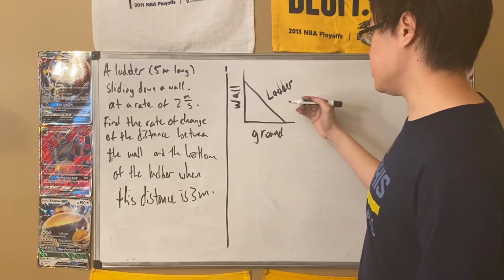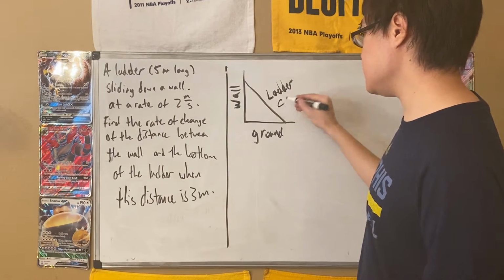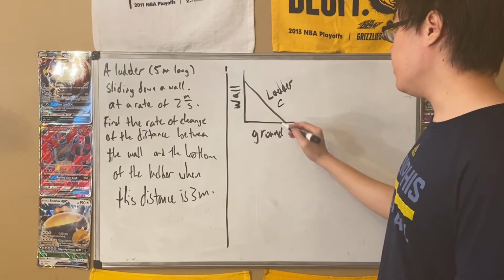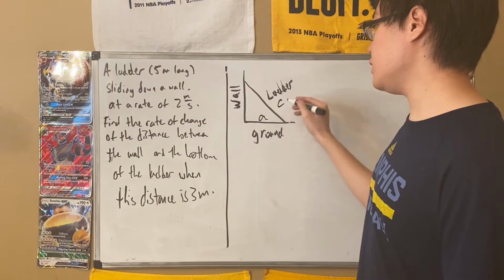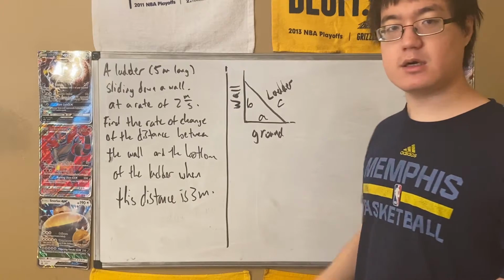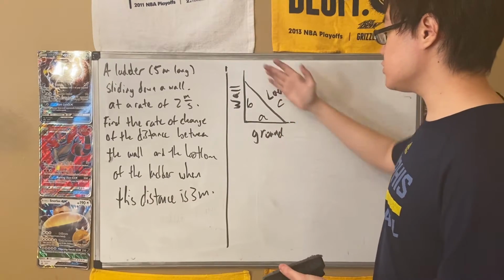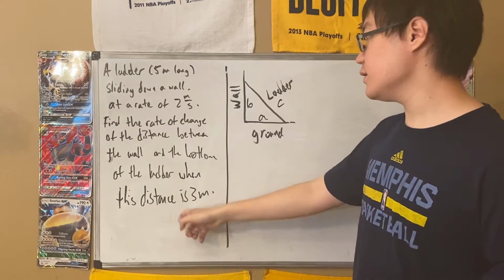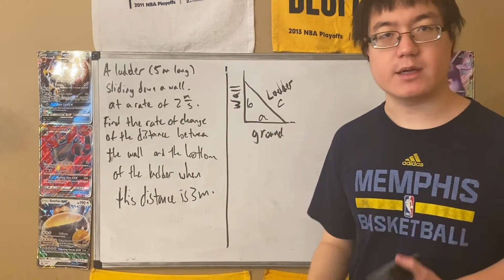So there's going to be 3 main distances that we care about. First, we care about the ladder's length. We're going to call that C, because we were about to use the Pythagorean theorem. Sorry to spoil things. But the ground is going to be represented by A, and then finally the wall is going to be represented by B. So we have A, B, and C here. So this is the situation. The ladder is sliding down, and we're going to find some sort of rate because we want to find the rate of change, and that will be a derivative.